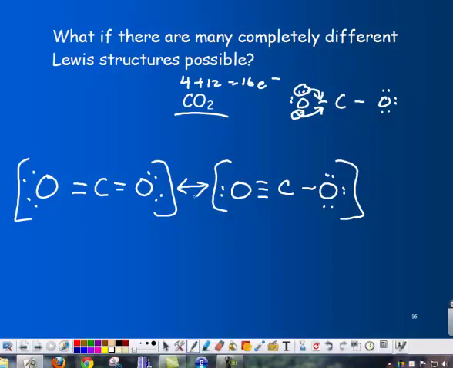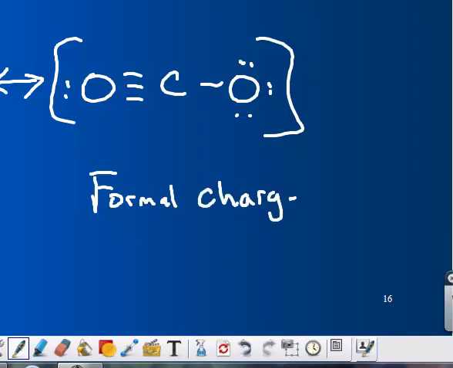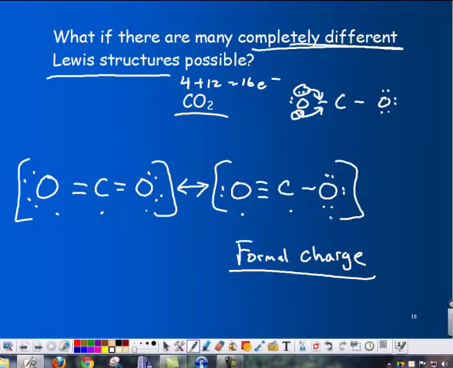So what if there are completely different Lewis structures, like this one? The first one we did, the nitrate, they weren't really completely different. You just moved the double bond around. But this one, there's two completely different structures. Here we have a double bond on both sides, and here we have a triple bond and a single bond. So two completely different structures. Which one's better? Well, the answer to which one's better lies in something called a formal charge. So we can assign this idea of a formal charge to each atom in the molecule, and then decide, based on its formal charge and following a few rules we're going to talk about, which one is a better or more likely structure.